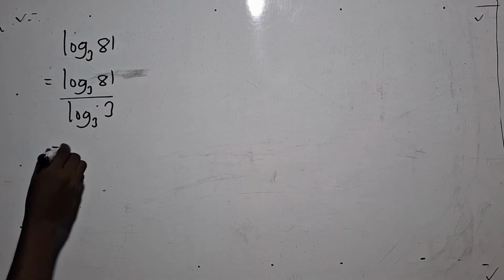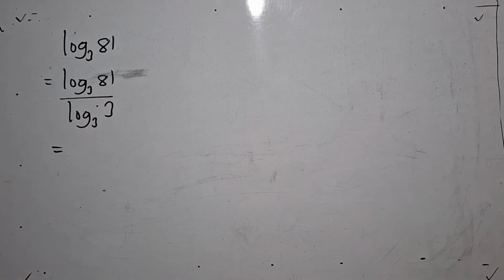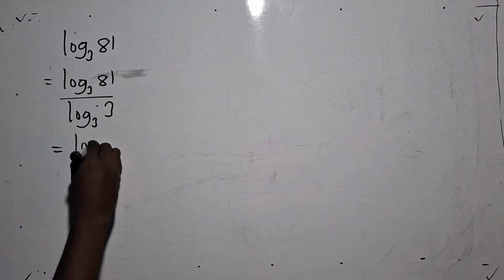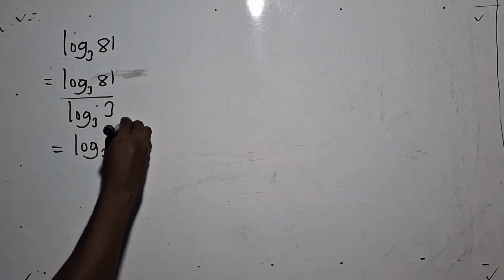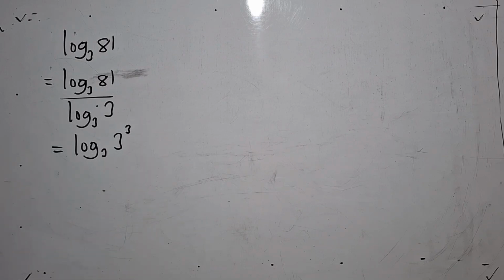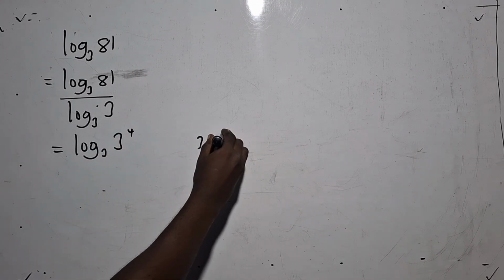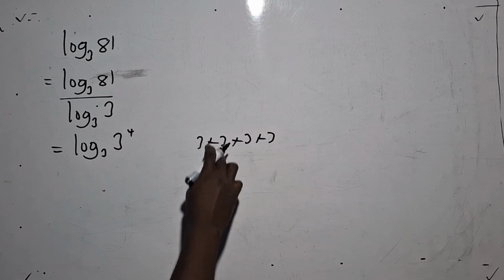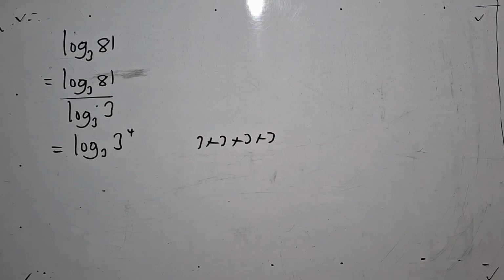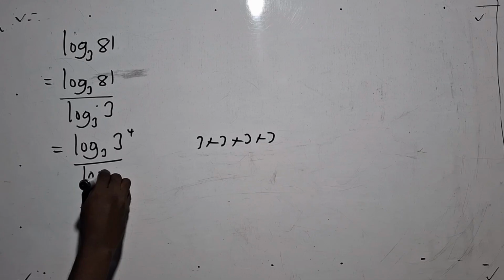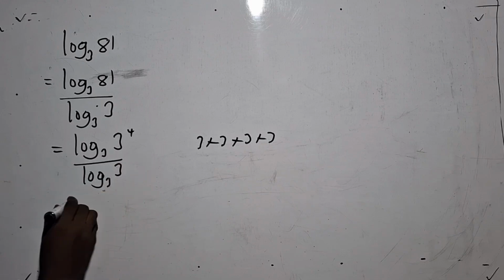Now I'm going to express the 81 as power of the 3. Yes, for which will give me log base 3 raised to the power 3. Sorry, 3 raised to the power 4. 3 times 3 times 3 times 3. 3 3 is 9, 9 3 is 27, 27 times 3 is 81. So it's 4. So now here, say log base 3.